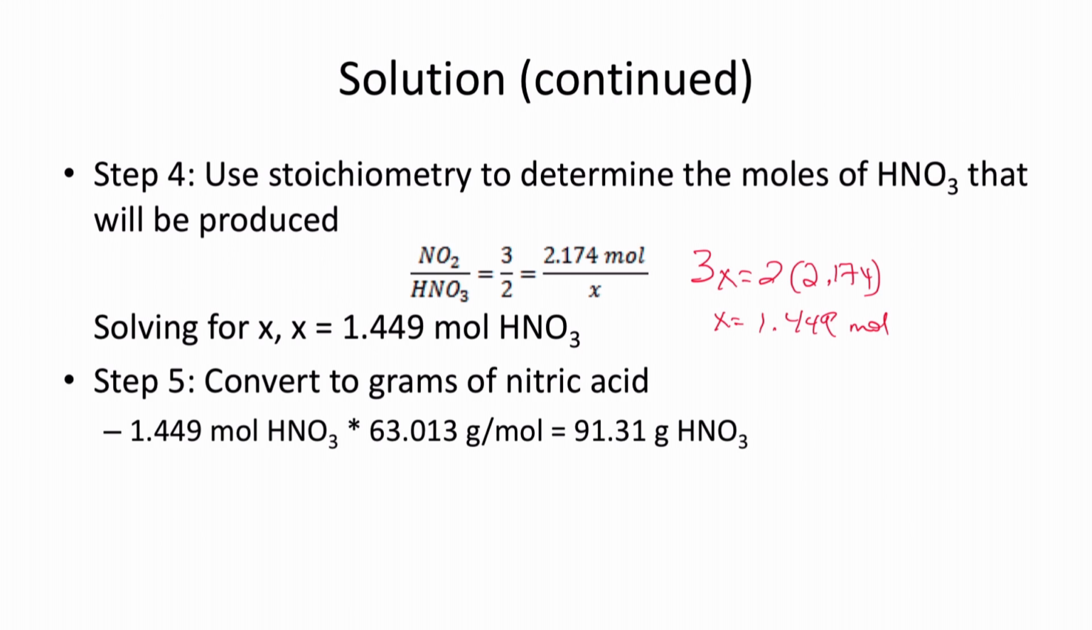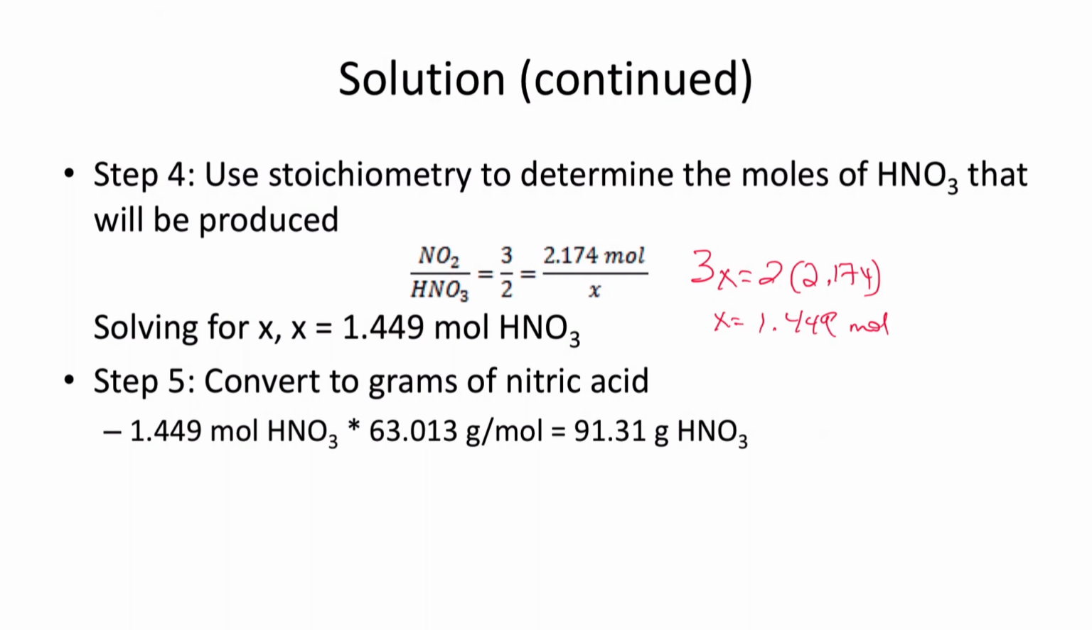Okay? Unfortunately, this is not the end of the problem. You have to read the question very carefully. The question didn't ask me what is the number of moles of HNO3 that I can produce. The question was, what is the mass of HNO3 that I can produce? So to convert between moles and mass, I have to use the same equation I had before, but in reverse. Instead of finding the number of moles from the mass, I'm going to find the mass from the number of moles. Okay, so I know that the number of moles is 1.449.